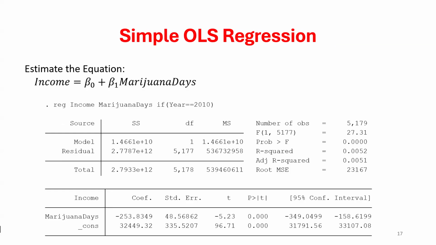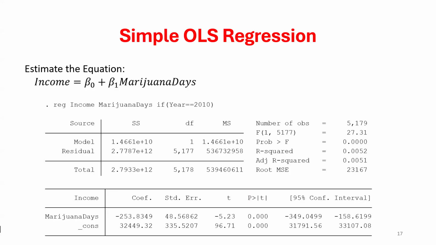I ran this regression. We'll look at Stata in a second, how we run these regressions, but basically the very simple linear regression I wanted to estimate and come up with a slope and intercept coefficient for was, as the number of days someone uses marijuana each month changes, how much would their predicted income change by? So how would I interpret beta 1 here?